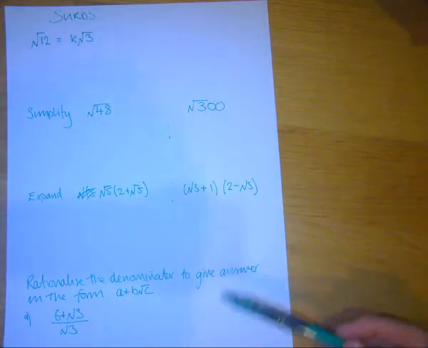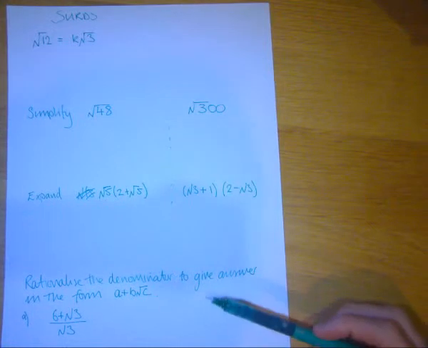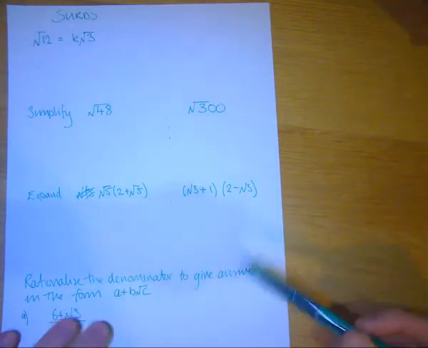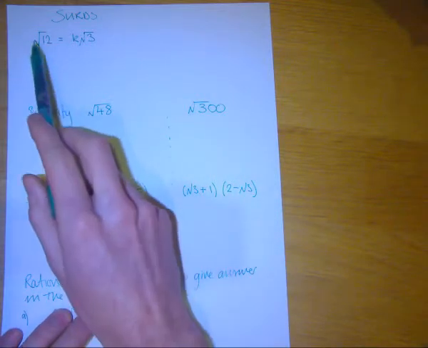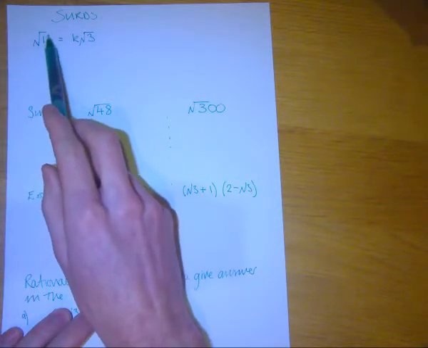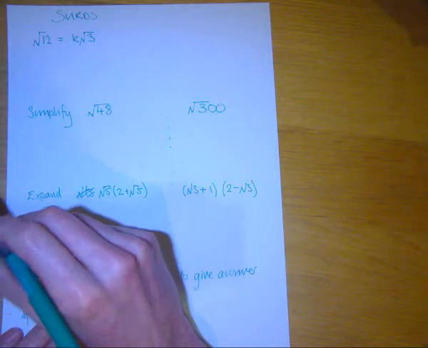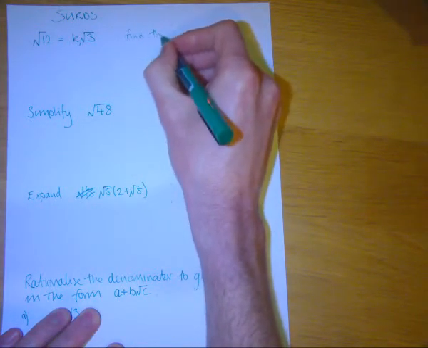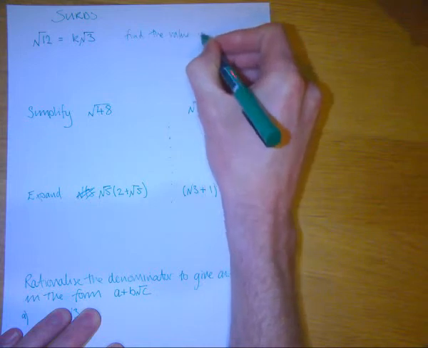This is just really a quick recap of Surds. Quite a few have asked for a bit of help with Surds. Let's just go through it quickly, see how you do. The first one, square root of 12 equals k root 3, and the question was find the value of k.